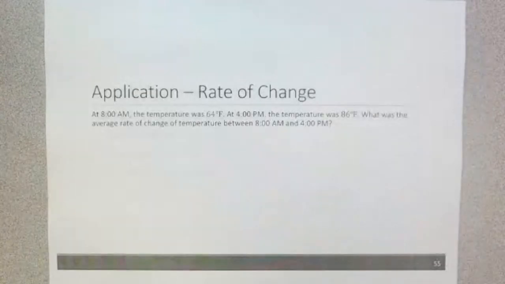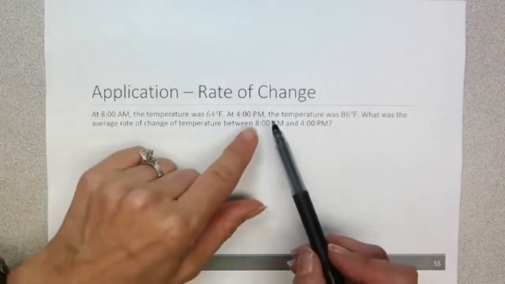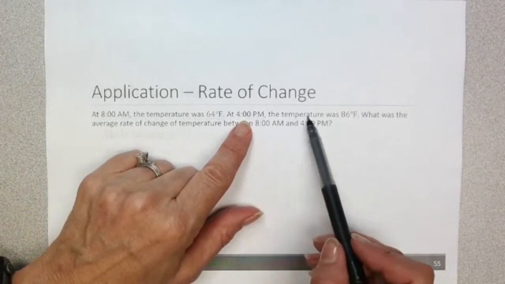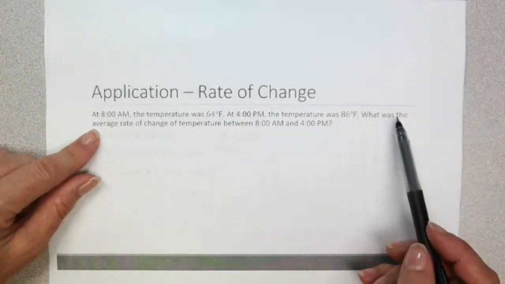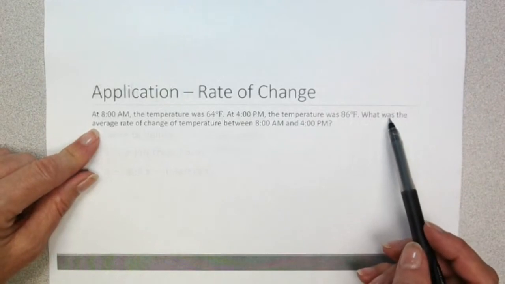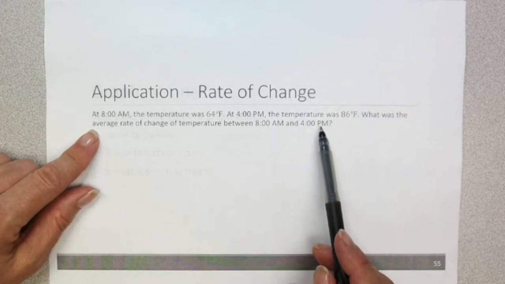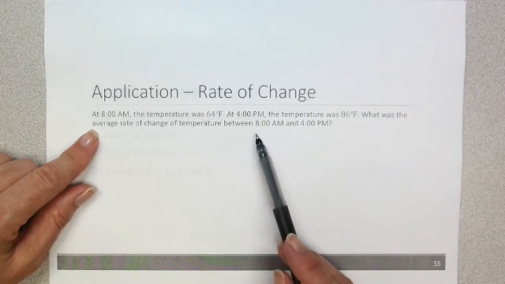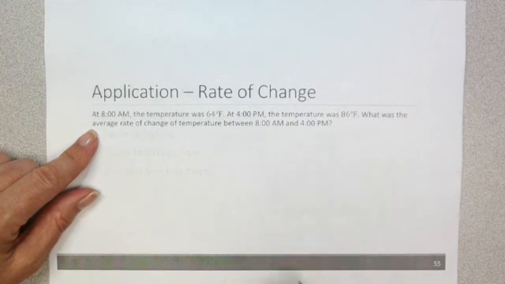All right, let's look at another application. At 8 a.m., the temperature was 64 degrees. By 4 p.m., the temperature had gone up to 86 degrees Fahrenheit. What was the average rate of change of temperature between 8 a.m. and 4 p.m.? It maybe didn't go up steady, but we're only looking for an average rate of change. Sounds to me like we want to use the slope formula, right?